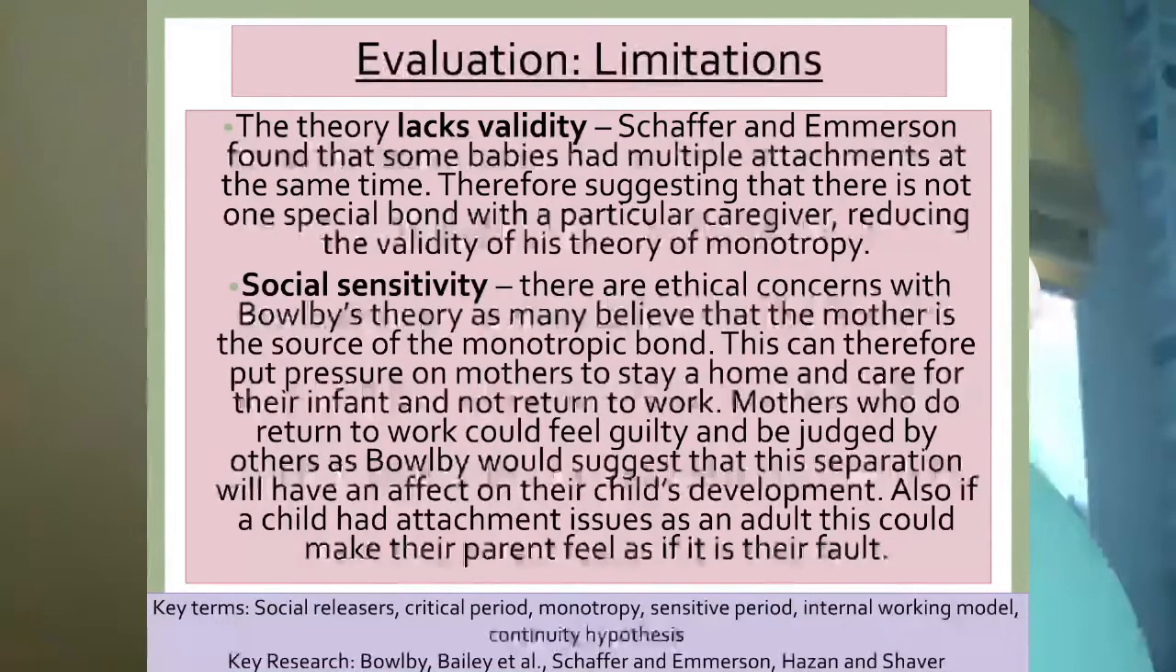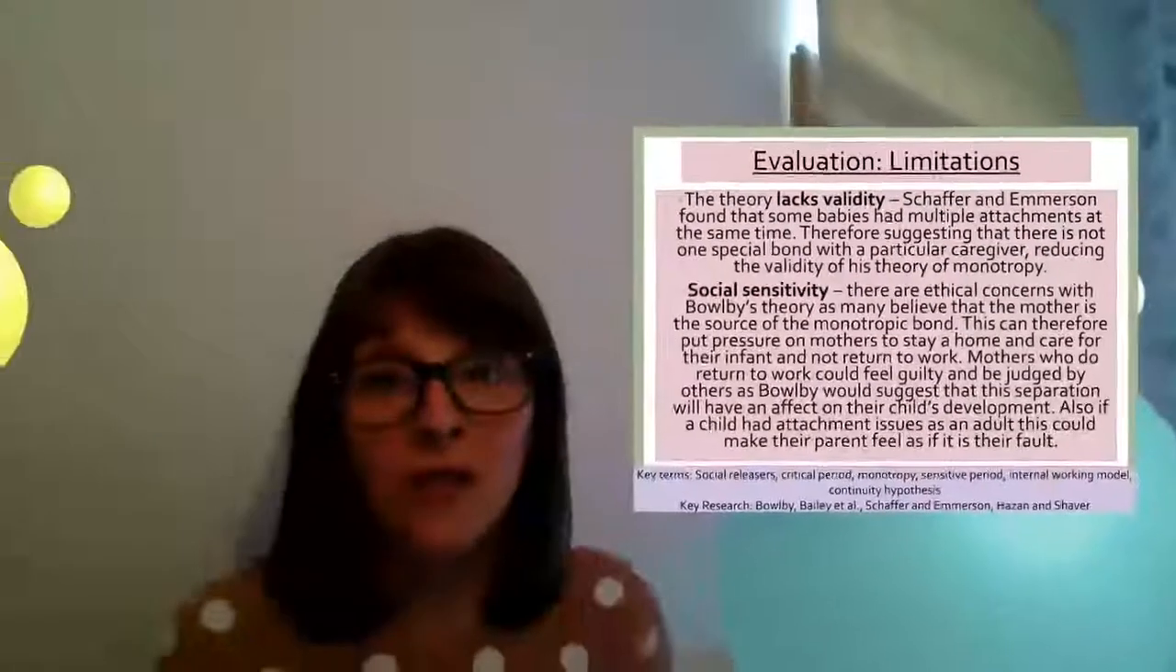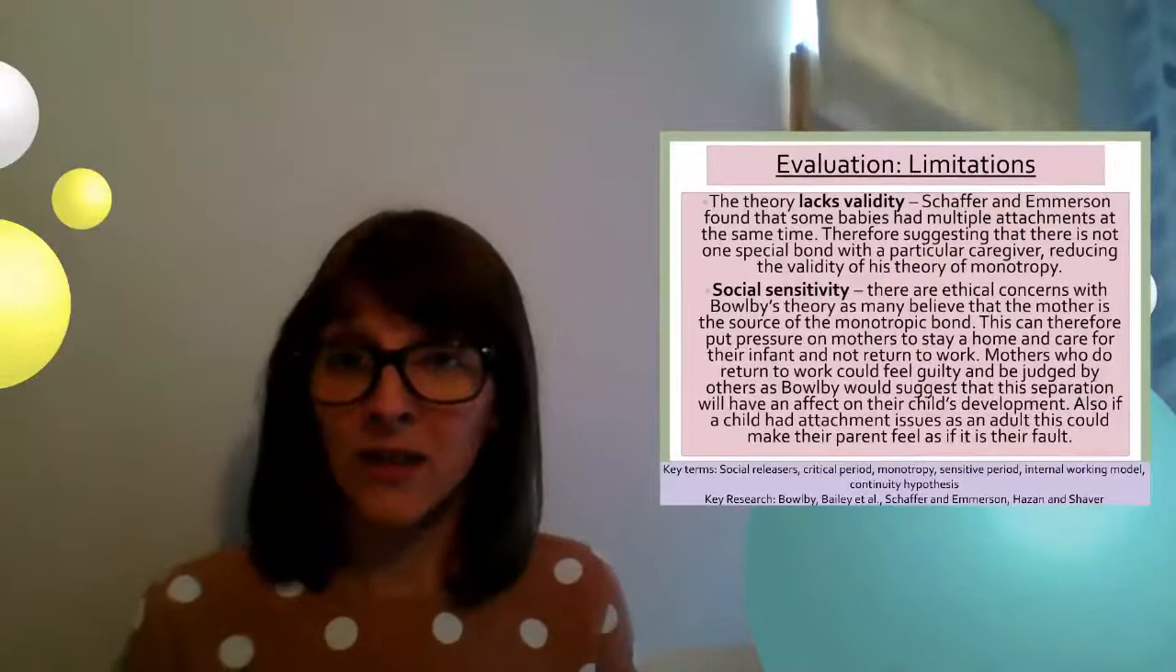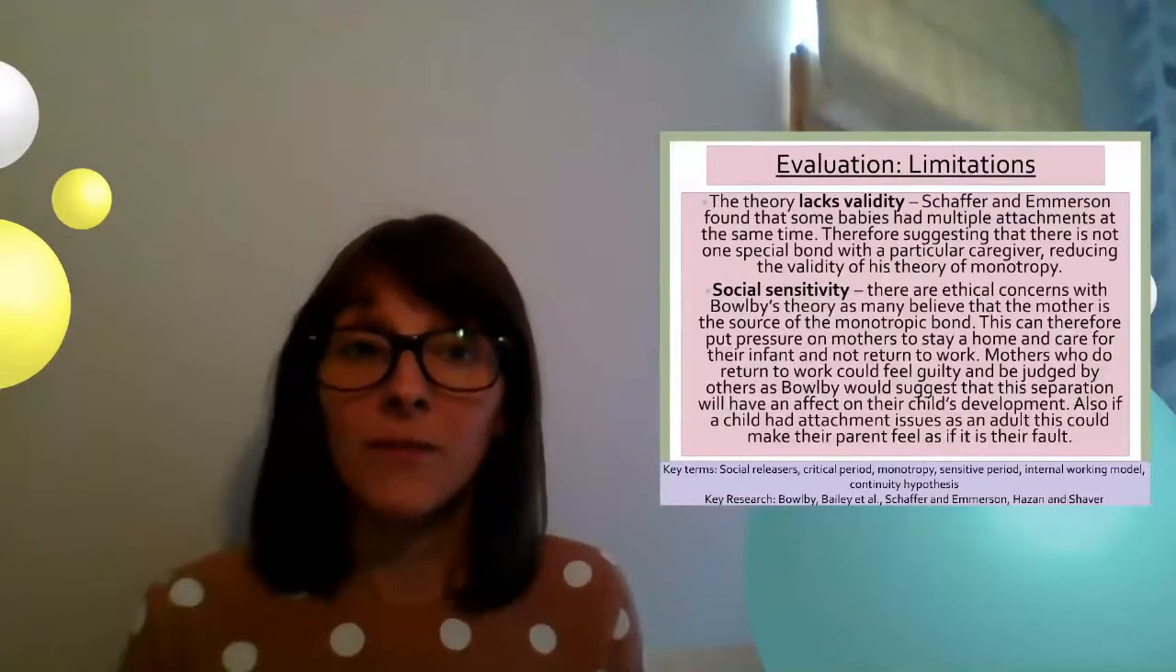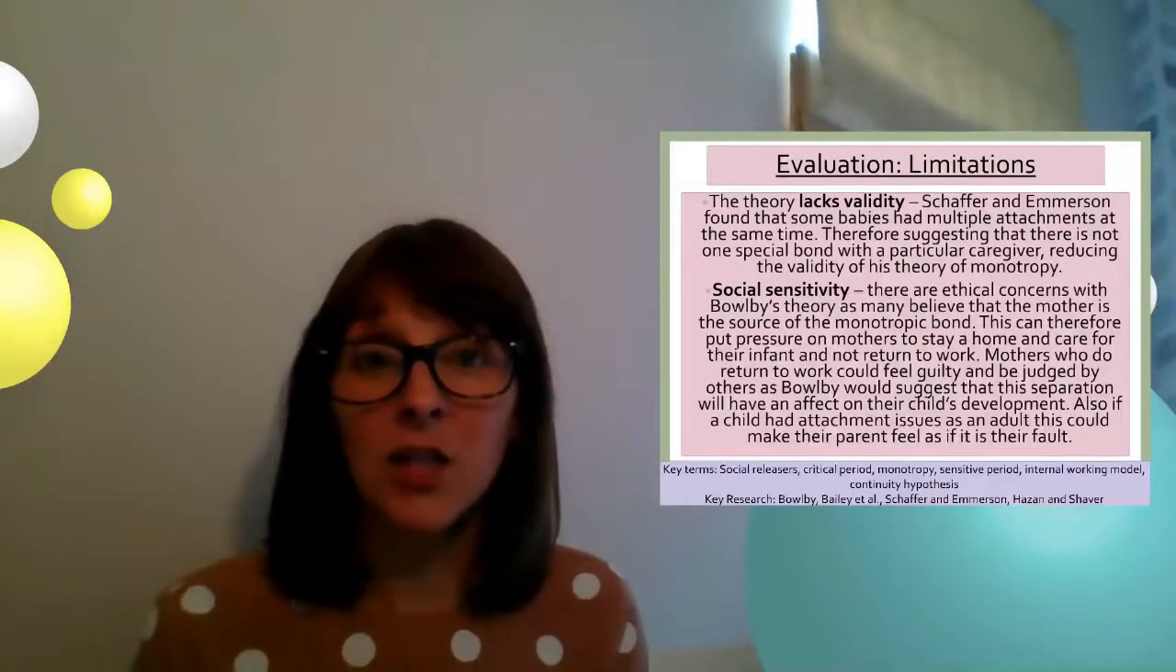And also, if children have attachment issues as adults, or they have problems attaching to their peers as teenagers or children, then the adults or the parents, caregivers of that child, could feel as if it's their fault, because the theory suggests that your future attachments are based on the attachment that you have as an infant. So that's a problem there, that's an issue.